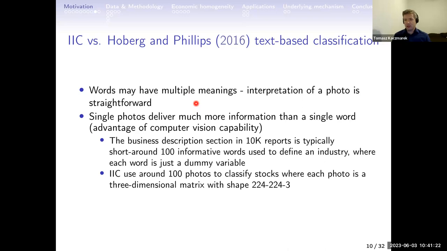Also, the amount of information that we process when looking at photos is incomparably higher, because when we look at the business descriptions in 10-K reports, in fact we have around 100 informative words per report. In our case, we take around 100 photos to classify a company to an industry, and each of these photos has a lot of information because this is a dimension of 2 to 4. So a lot of different combinations of the objects is available from the informational perspective.